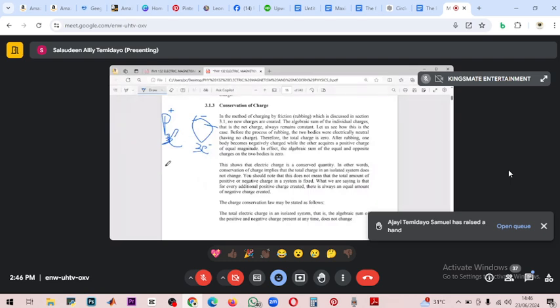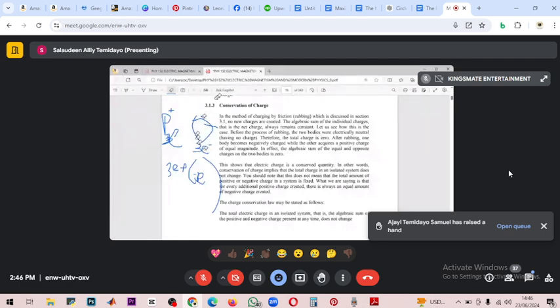So now the algebraic sum means add them together. This is plus 3e. This is a negative charge, right? Minus 3e. Now go manage my handwriting. So plus 3e minus 3e, everyone. Anyone to give me the answer? Plus 3e minus 3e. The answer is 0. Thank you very much. So that is the law of conservation of charge.